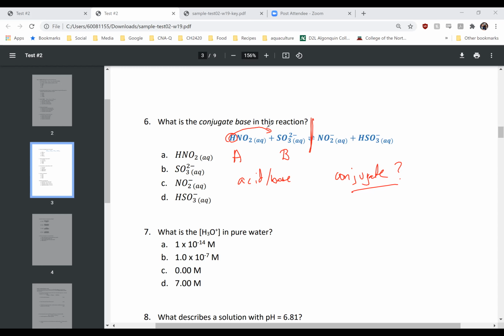If I know my acid, the acid turns into your conjugate base. And that's it. That's what we learned in class. The acid turns into your conjugate base. Your base would turn into your conjugate acid. Takes a little bit of memorization, but it's not a very tricky question. And this is definitely something I would know.